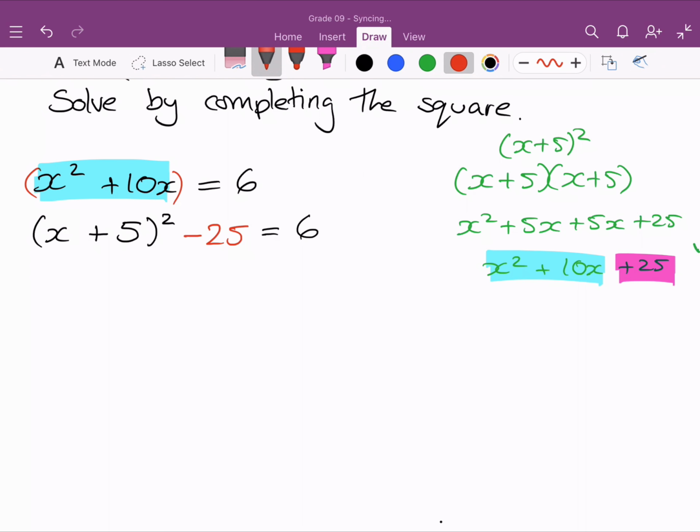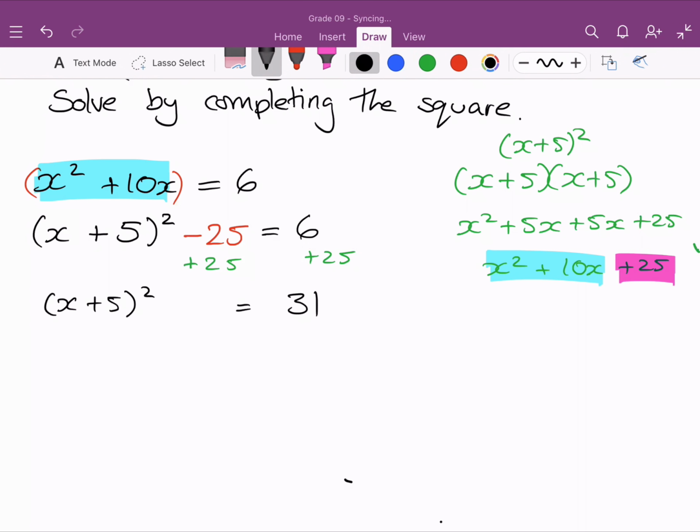We want to subtract 25. Okay, so we've now rewritten it. We've completed the square on the left-hand side. And now we can start to solve this. So we've got this negative 25. We remove a 25 by adding 25 to both sides. This then gives me x plus 5 all squared equals 31, because negative 25 plus 25 is 0. 6 plus 25 is 31.